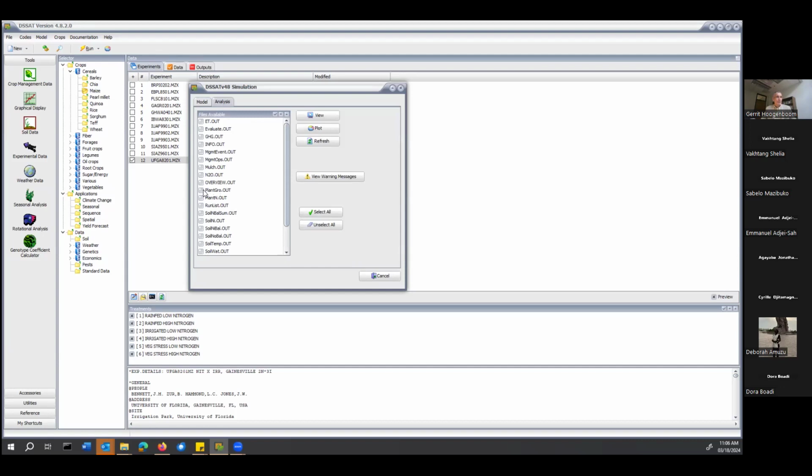The one I want to start with is called PlantGro.OUT. This is time series data, and I will show you in a minute what it means. There's some detailed information related to plant growth. We click on plot here on the right. It actually starts a new graphics program.